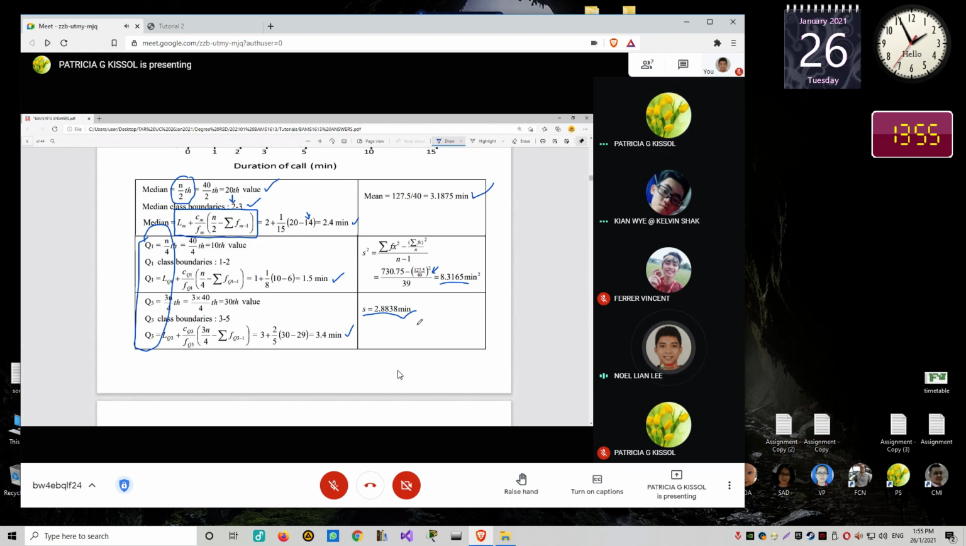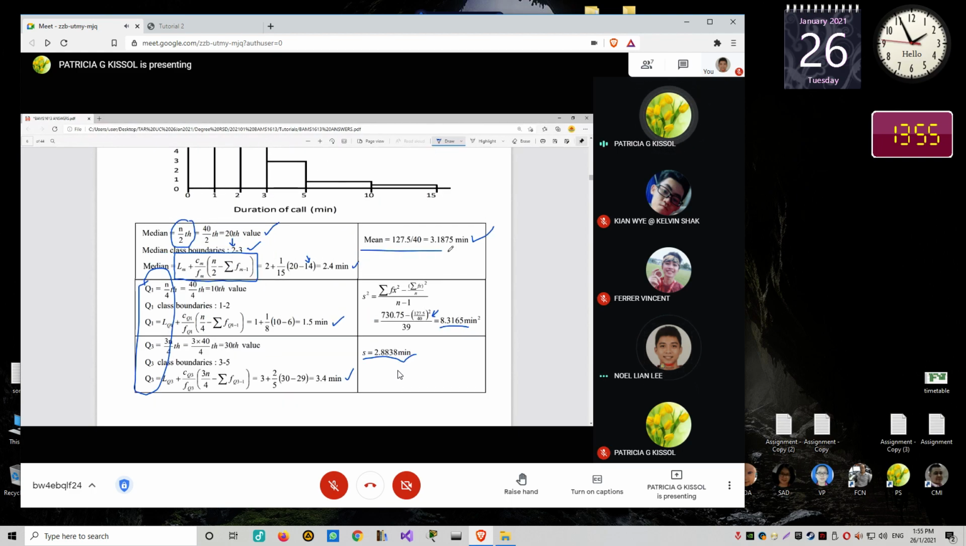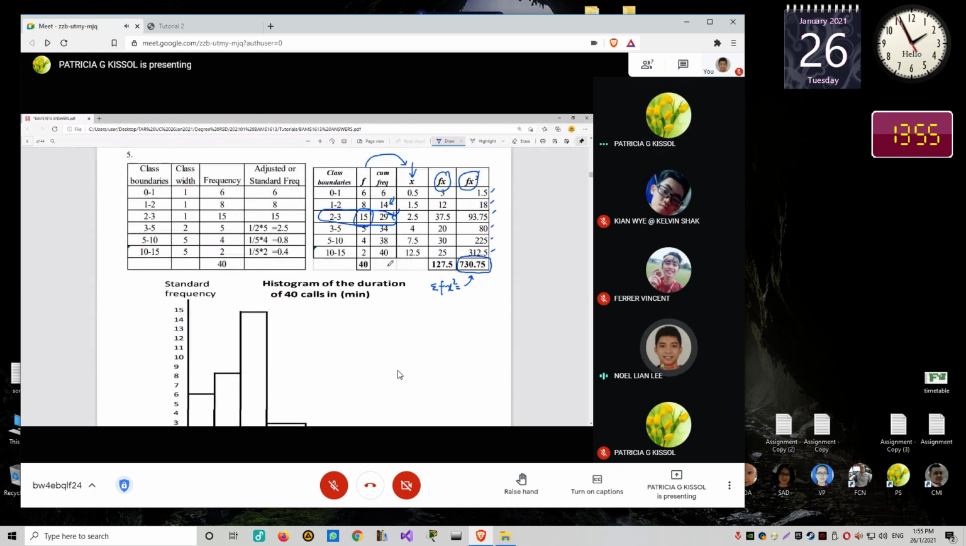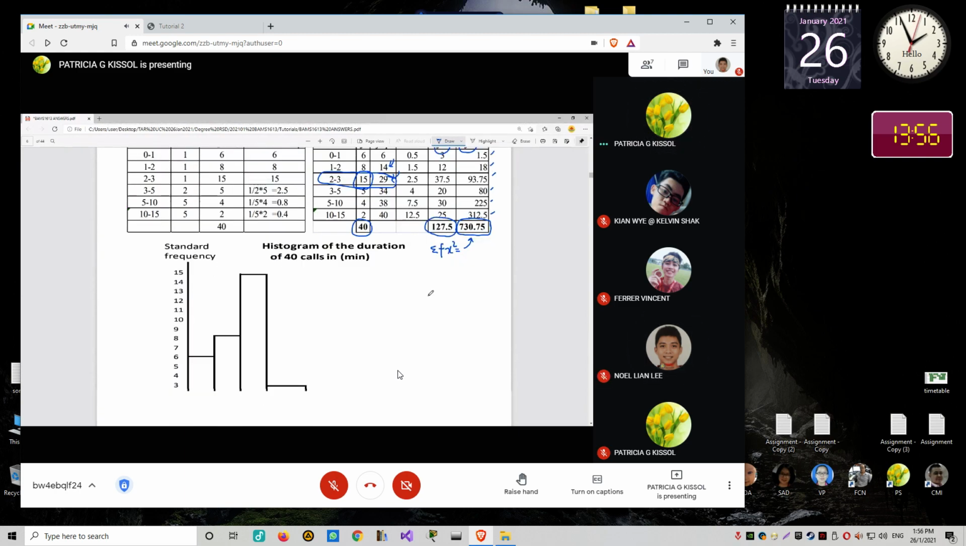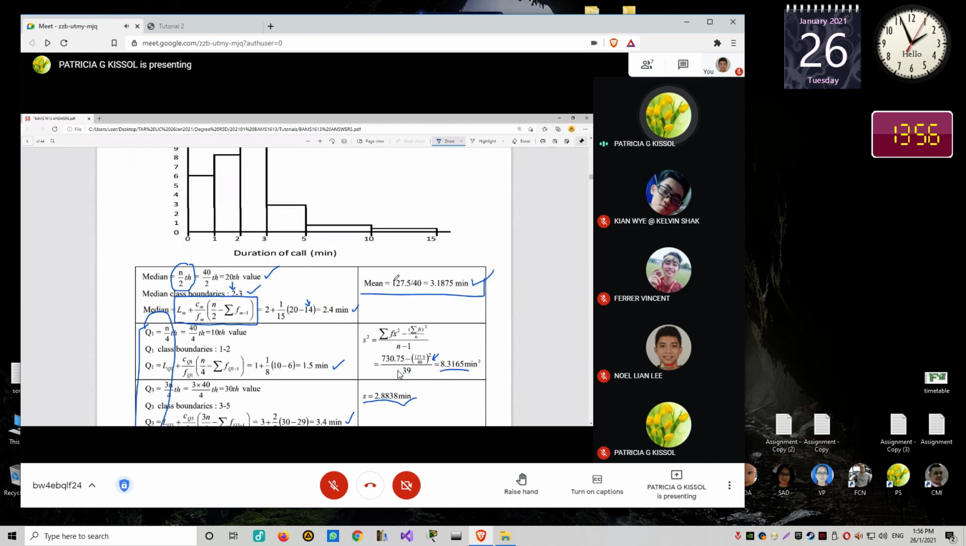Miss, the mean, how to calculate it again? How to calculate the mean? For this question, you use the summation fx divided by 40. Oh, okay. That's how you get this value. That's why 127.5 divided by 40, you get 3.1875.